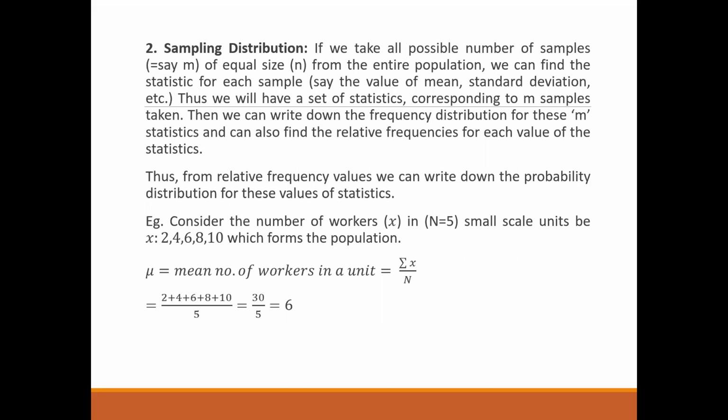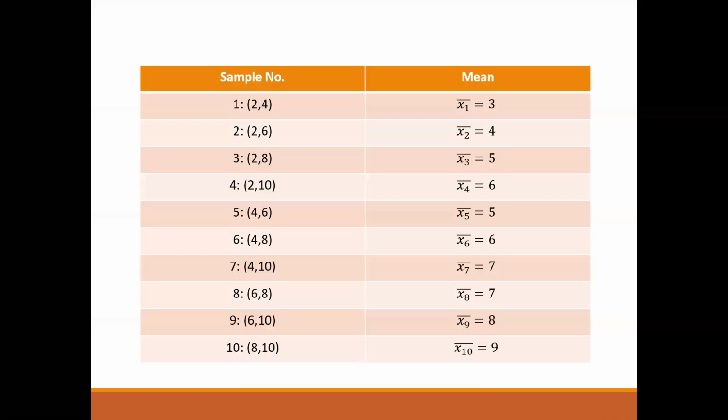Now considering all possible samples of size 2, let us say all possible samples I take and try to find out the mean of each sample. My table will look like this. For each sample, if you look at the values, for 2 and 4 my mean is coming as 3, and so on. For all the values, if you take this total, you can find out the frequency and the probability for each mean as well.